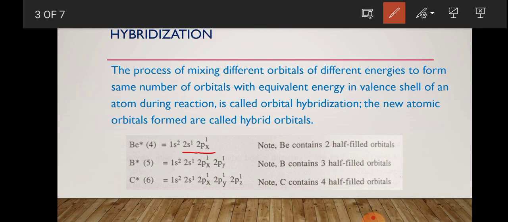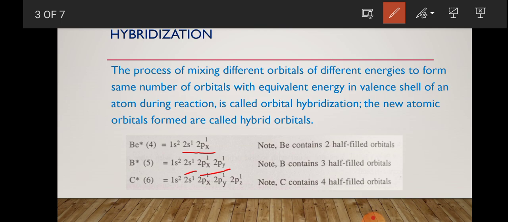If you look at atom boron, you see here that the valence shell of boron is second shell, and here one s and 2p orbitals mix together and form three hybrid orbitals, that is sp2 orbitals whose energy are same.